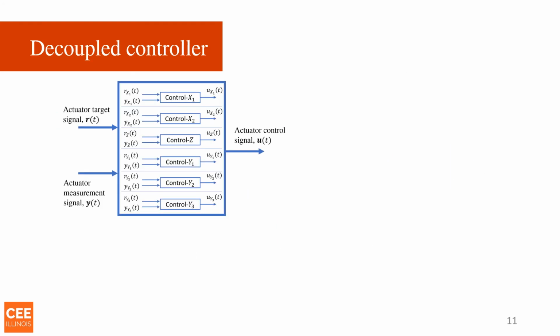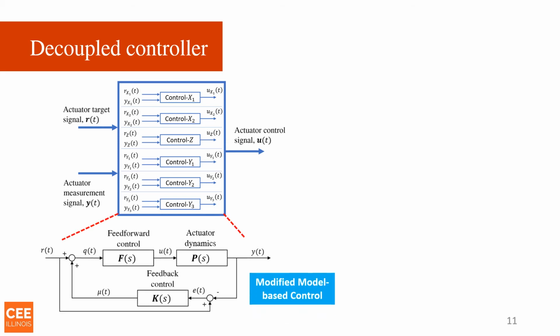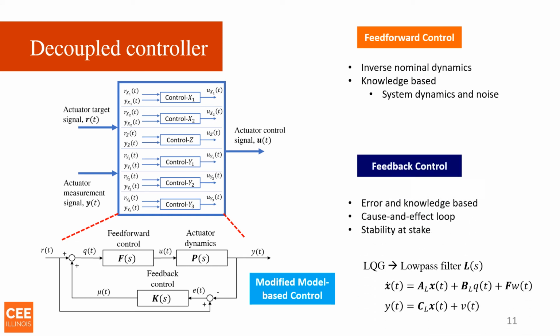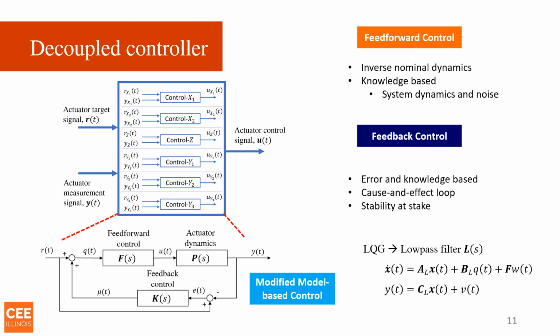My solution to this problem is to take advantage of the decoupling we discovered earlier and to compensate for actuators in the actuator frame of reference. So I introduced my modified model-based controller. Here we have multiple blocks. We have the actuator dynamics. There is a feed-forward controller, which is an inverse of the actuator dynamics. There is also a feedback controller, which is a knowledge-based and error-based controller, and together these serve to compensate for the unwanted dynamics that appear in actuators.